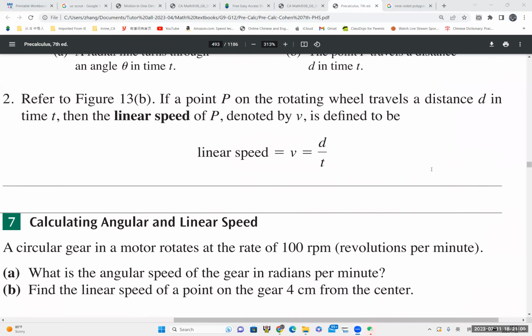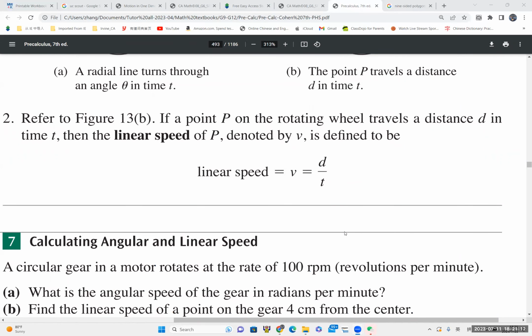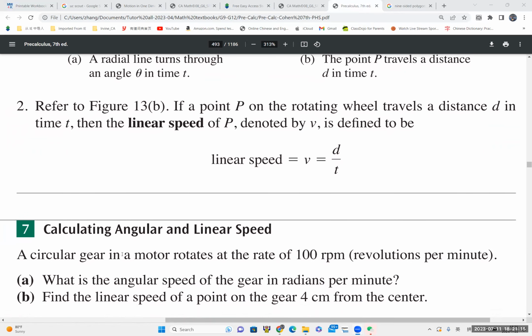Okay, here's your new unit. So let's try to do this. The rotation rate is 100 revolutions per minute. What is the angular speed in radians per minute? Find the linear speed. Could you try this? Let's just do part A. We don't need to do part B.